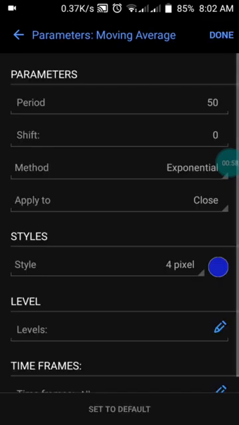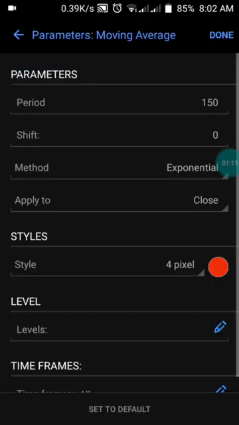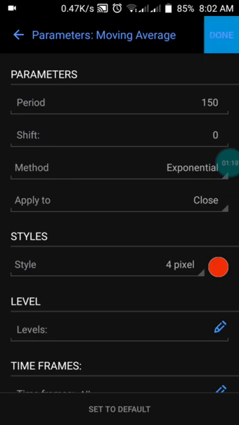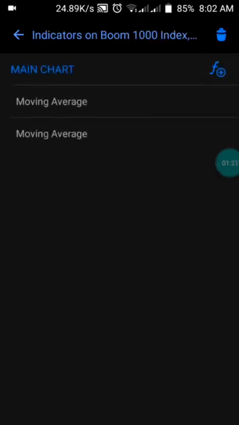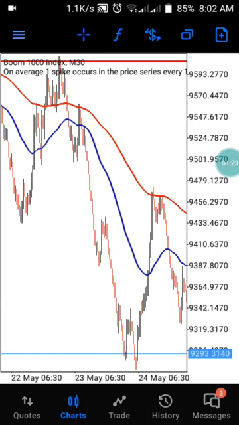So we have your moving average here, with a period of 50, shift of 0, method exponential, apply to close, and blue as our style color. Then you press OK. Then we have the second moving average, with a period of 150, shift of 0, method exponential, apply to close, and red as our color here. With this, you will have these same two settings on your phone.